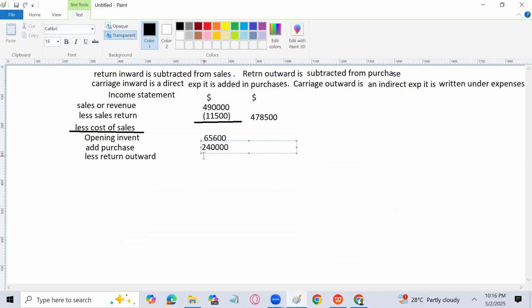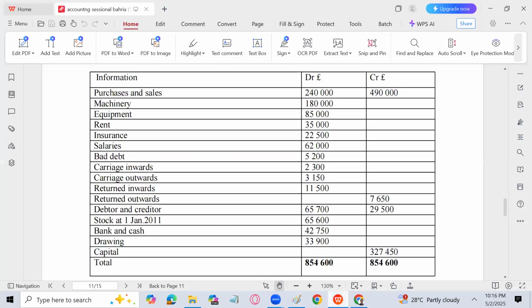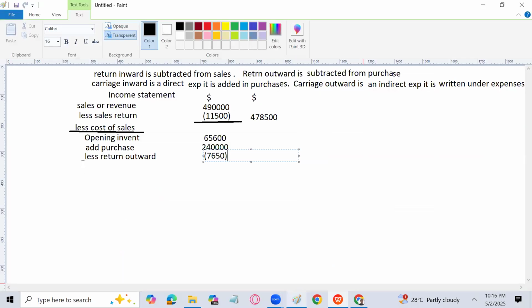Purchases return means that is not a part of purchases. So we need to subtract purchases return from purchases. So I will use the bracket symbol because bracket means that we are subtracting it. So return outward will be subtracted. Then carriage inward is also given in the question, which is an expense, but it is the expense with purchases. So it will be added in purchases. So carriage inward is 2300. So I will add carriage inward here.